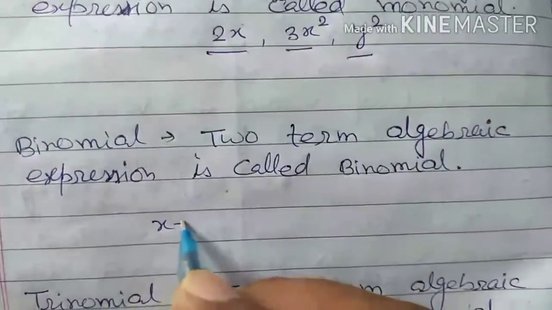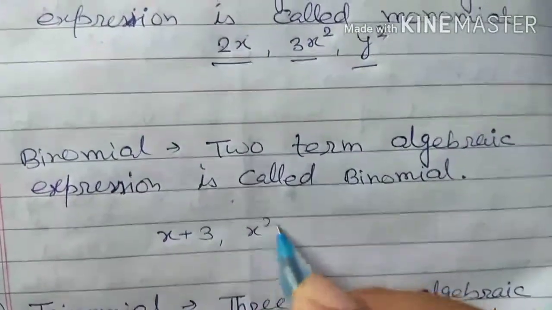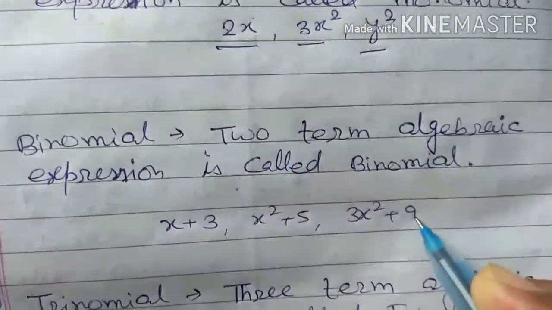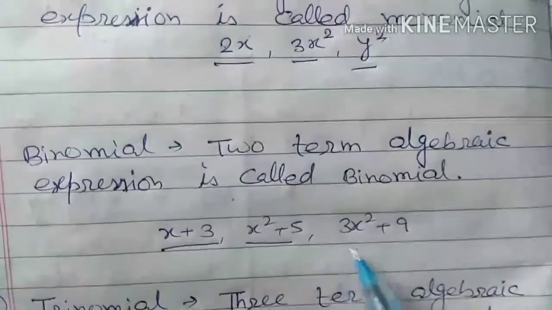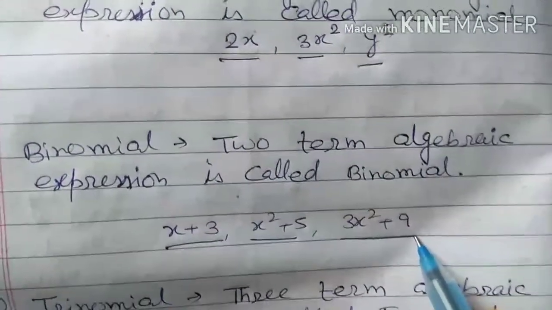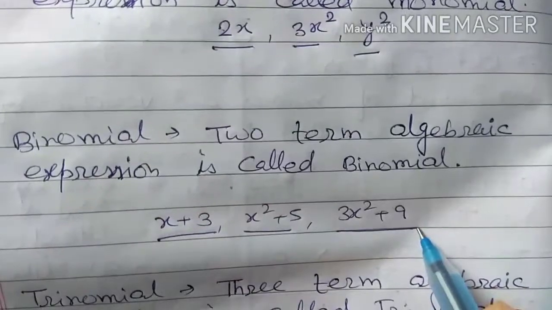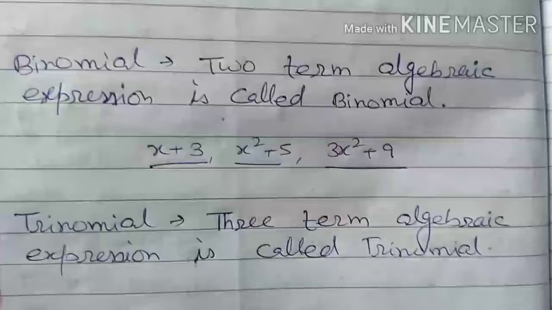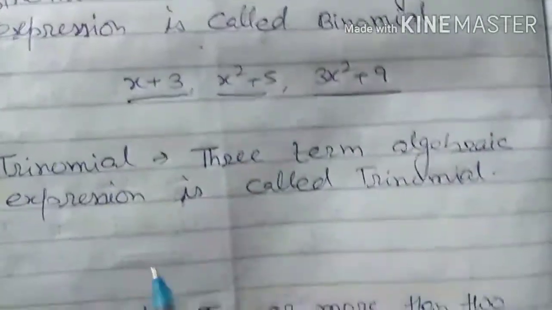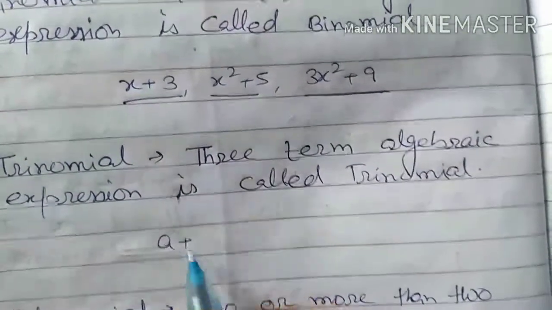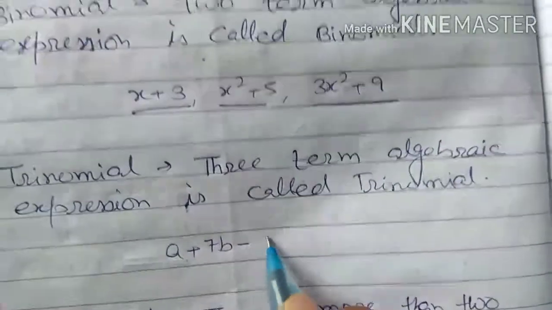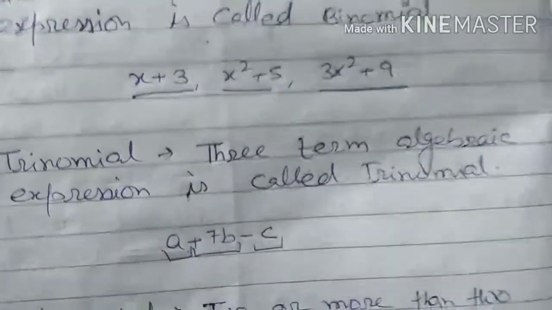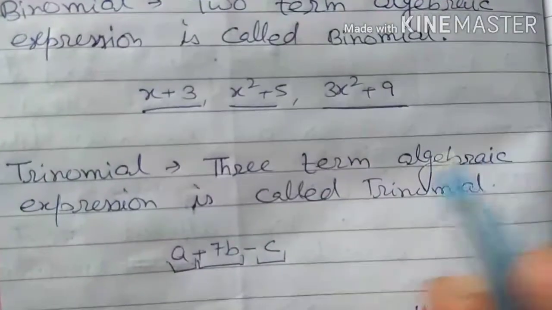For example x plus 3, x square plus 5, 3x square plus 9. All these have two terms, so this type of algebraic expression is called a binomial. Okay. The next one is a trinomial. Suppose it is written a plus 7b minus c. There are three terms, so that's why it's called a trinomial.